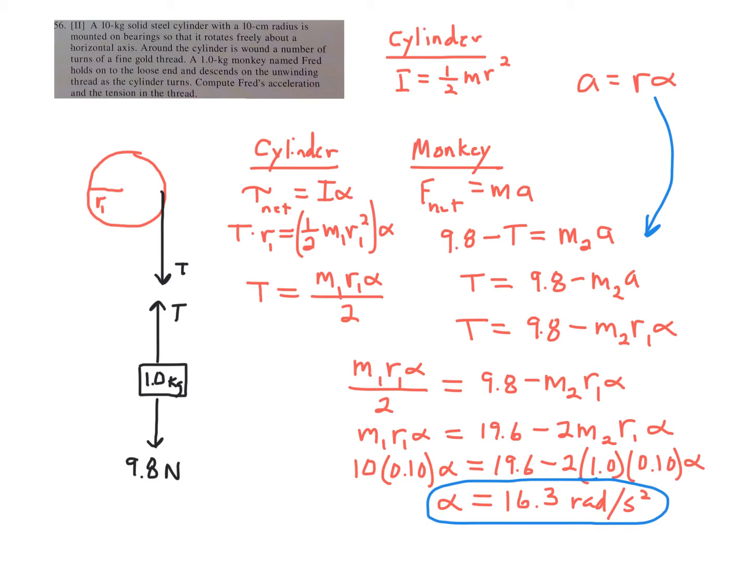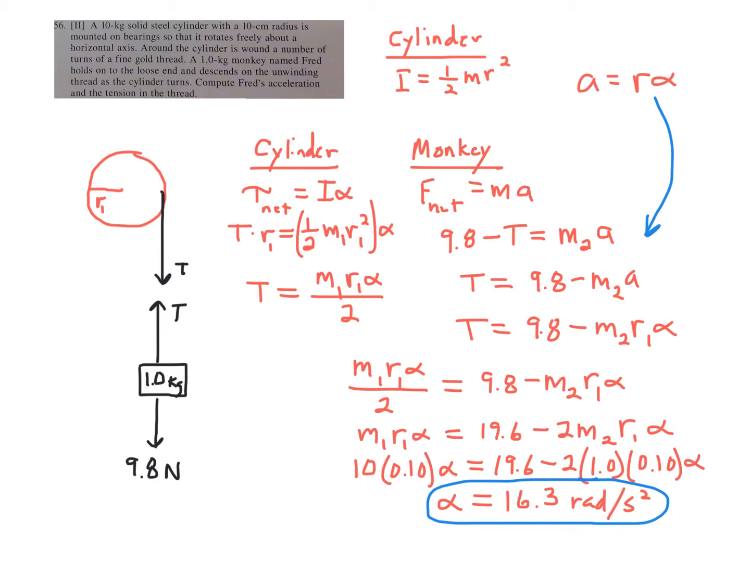Day 68, page 272, problem 56, rotational kinematics. Here we have a cylinder with a thread pictured here on the left, side view. The thread is being held onto by a monkey of 1 kilogram, and it's pulling down. The monkey is accelerating down, and the cylinder is accelerating rotationally.